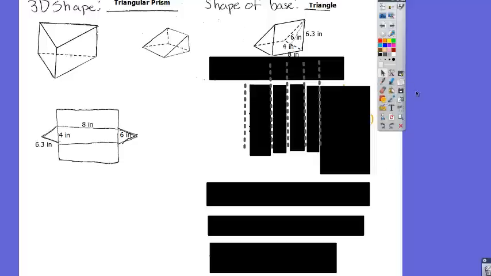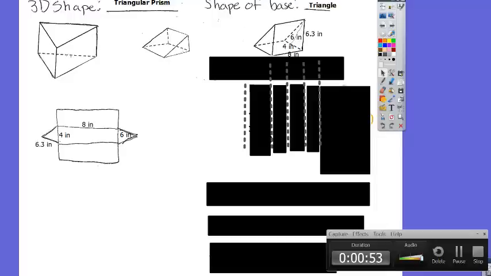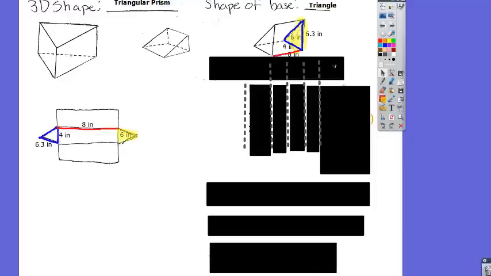Outline the triangular base in blue. And then highlight the height of the prism in red. So go ahead and pause the video and do that right now. Okay, so if we look here, I went ahead and highlighted these.